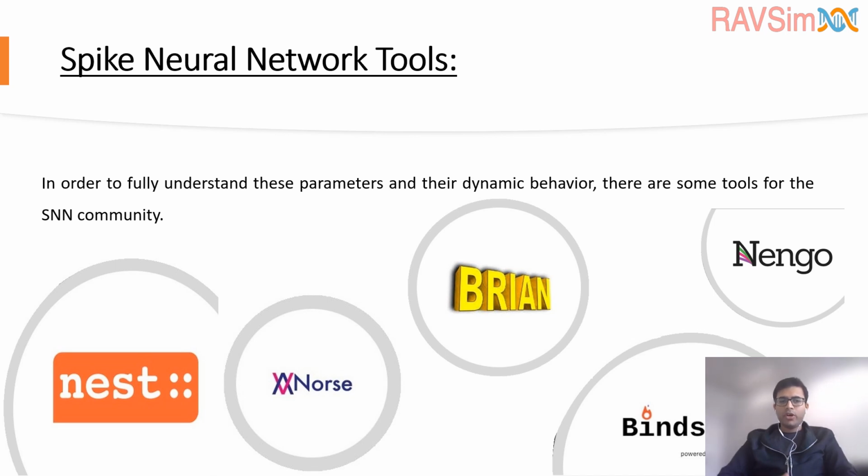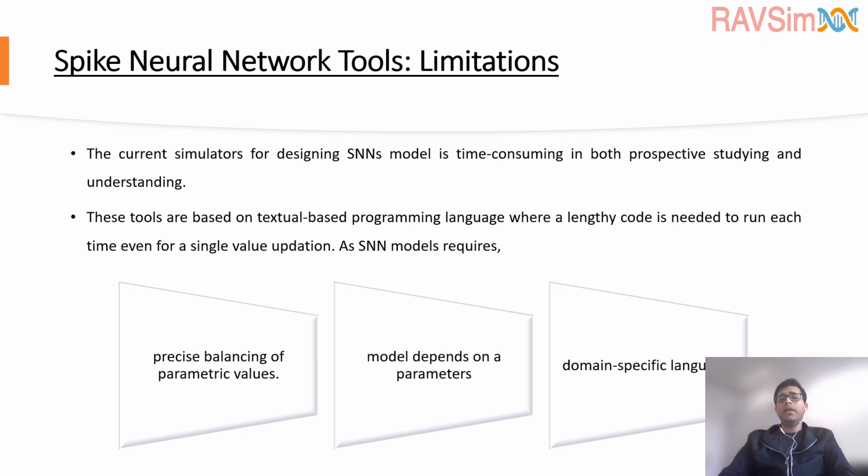A bunch of spiking network tools are already available in the SNN community, and they play a vital role in helping the community gain accurate results. These tools have some limitations. The current simulators for designing SNN models are time consuming from both perspectives, studying and understanding. As early stage researchers, it took us a couple of months to understand the basic flow of spiking neural networks, how the parametric values depend on each other, and which set of parametric values is required to achieve a correct output.